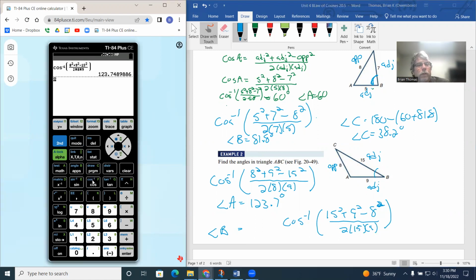So second inverse cosine, I'm going to again just use a fraction. So 15 squared plus 9 squared minus 8 squared, drop down, and 2 times 15 times 9, come out, close parenthesis, hit enter. That's going to be 26.3 degrees.